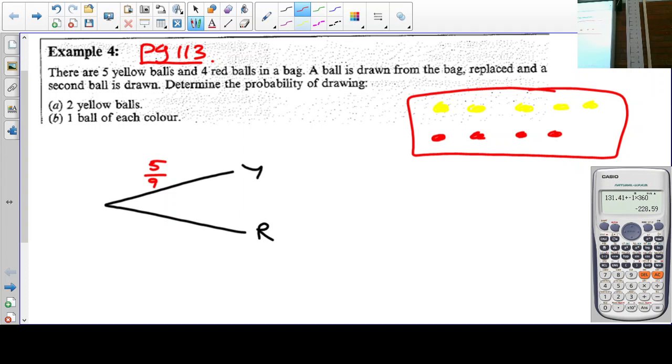So what's the probability of drawing a red ball? 4 over 9. Right. So when I draw a ball out of the bag, what's going to happen? I must replace it. Not so? But before we go into that, what do you notice about these two values? You notice they are the same. What else do you notice?